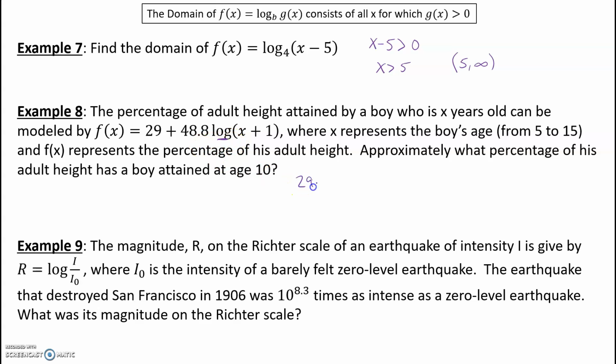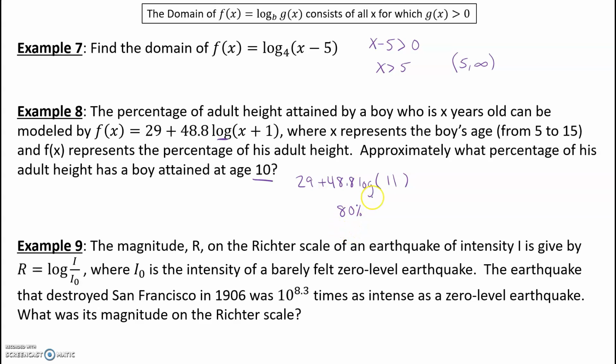So we've got 29 plus 48.8, and then log of x plus 1. So what's our x? X represents the boy's age. So the boy's age was 10. 10 plus 1 is 11. And you would go type this in. You'd say 29 plus 48.8, hit the log button, again it's an assumed base 10, and you'd say 11. And when you type that in your calculator, you should get 80%-ish.